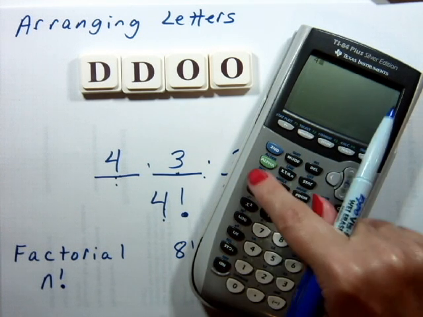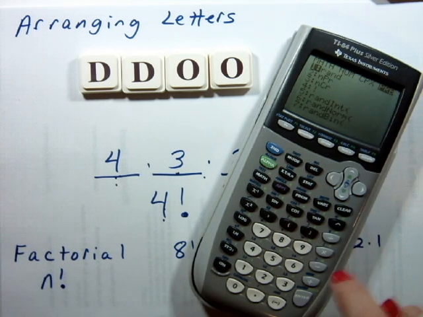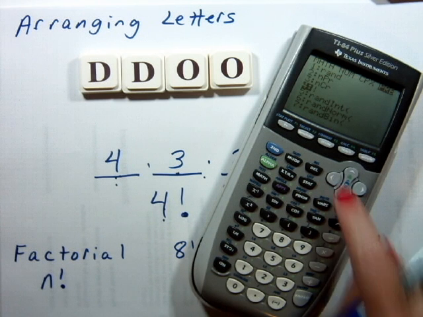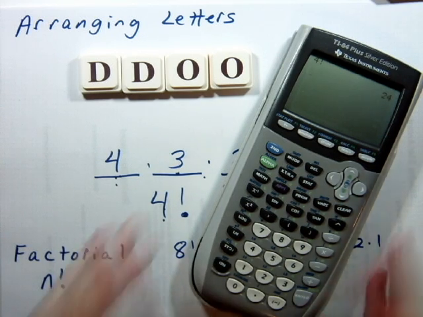Then you're going to go math, probability, so you're going to have to come over to the right to probability, and then come down to factorial. Enter. And now I'll hit enter again, and notice it says 4 factorial is 24.